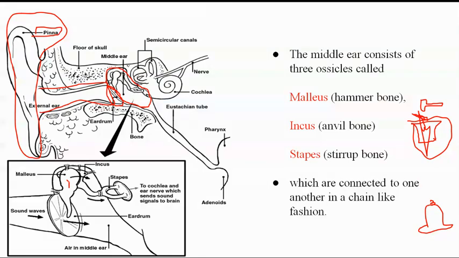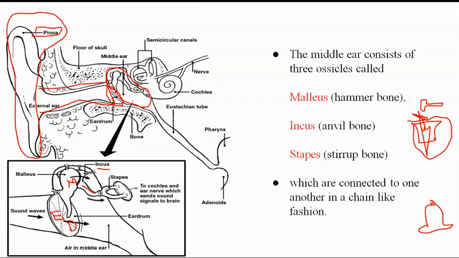So this one is the malleus, and this malleus is attached to the eardrum. This is the eardrum here, which you see, and this is the malleus. And to this you find the attachment of incus. So here this is incus, this region. If you notice this diagram, you can clearly see this. And this stapes is the one which is attached to the incus.